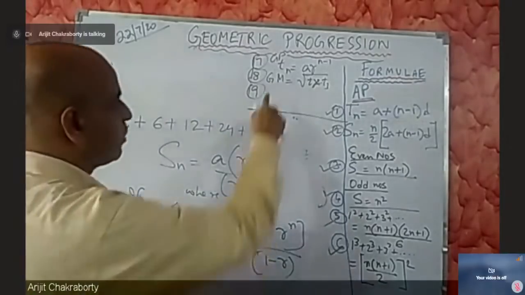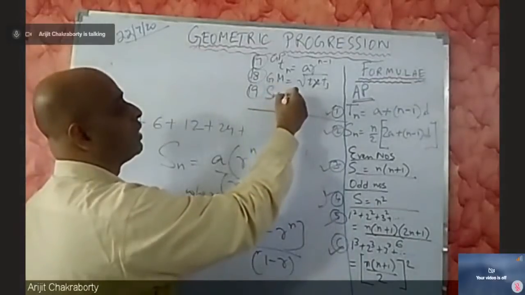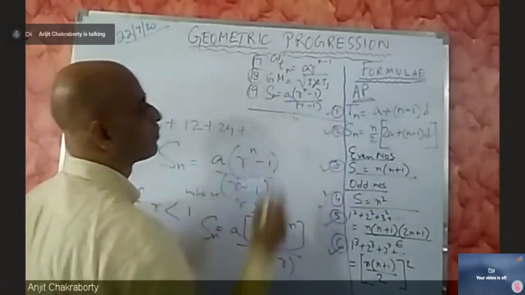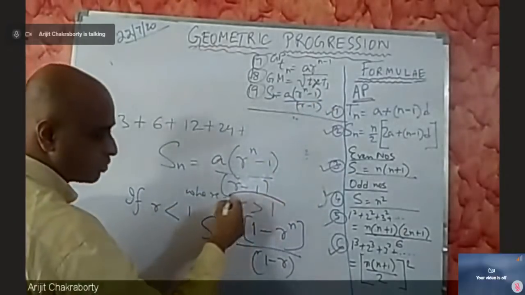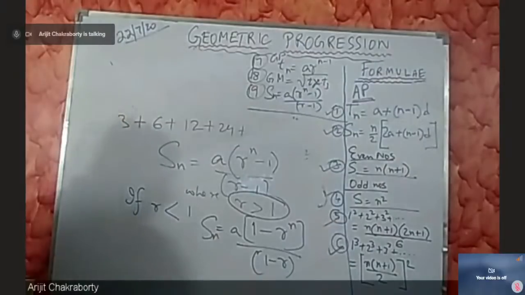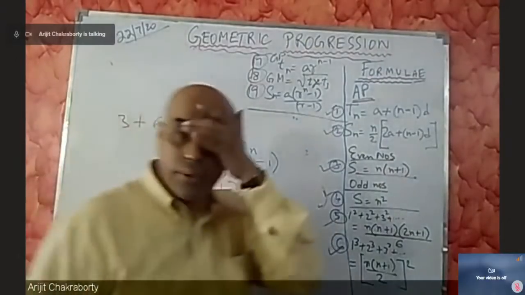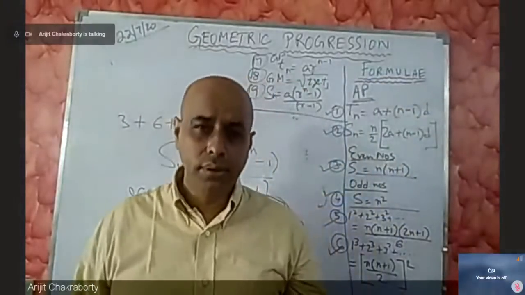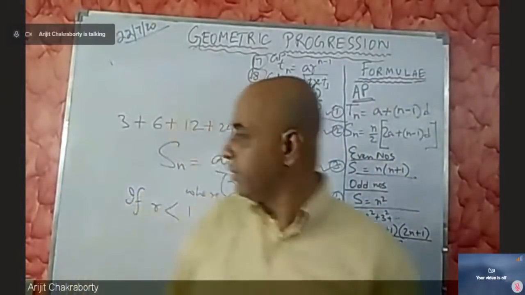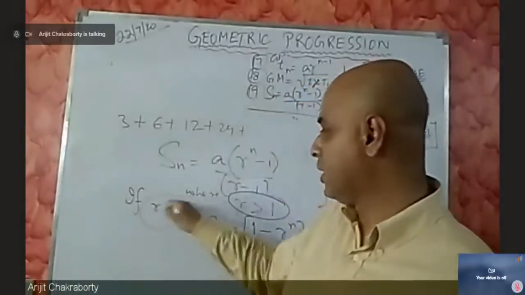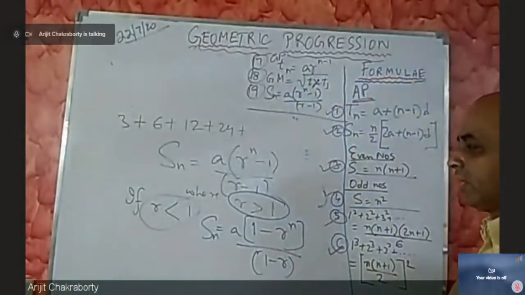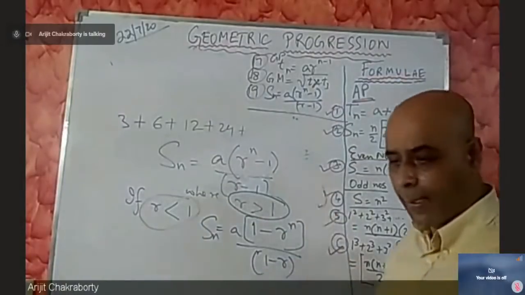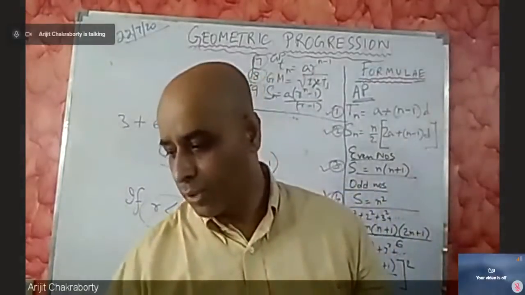Okay, so I am writing the formula here. The sum will be a into r to the power n minus 1 by r minus 1, provided r is more than 1. If r is less than 1, as we can see, say r is 1/4, or r is minus 3, in that case r is less than 1. So we will use this formula: a into 1 minus r to the power n divided by 1 minus r. Right? So let us note these two formulas.